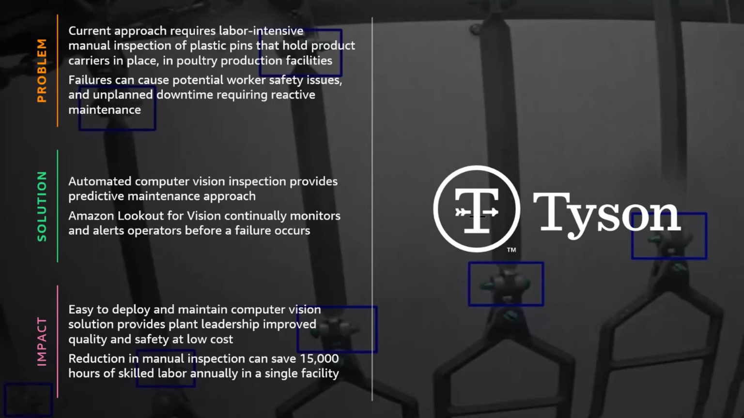when the model identifies anomalies. With this solution, their team members no longer need to spend an estimated 1 hour per shift per line inspecting product carriers, which is estimated could save the company 15,000 hours of skilled labor annually in a single facility.